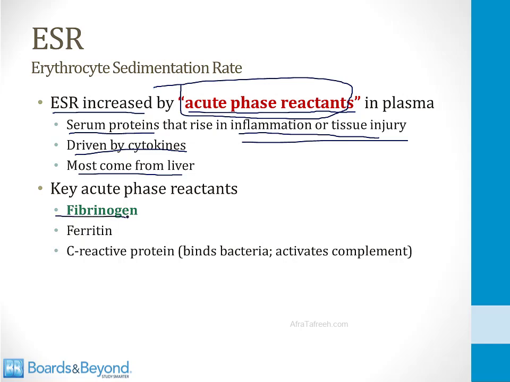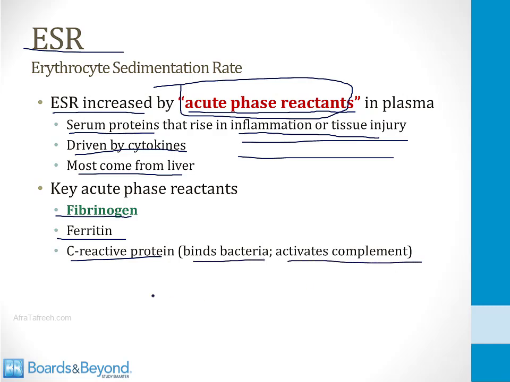One of them is fibrinogen, which you now understand is part of the coagulation cascade. The liver makes more fibrinogen in the setting of inflammation or tissue injury, and this will lead to an increased ESR. Other important acute phase reactants, which we'll talk about in other modules, include ferritin and C-reactive protein, which can bind bacteria and can activate complement. And that concludes our module on coagulation.